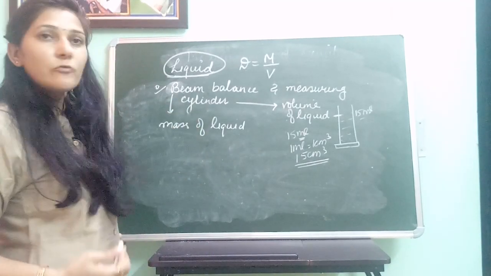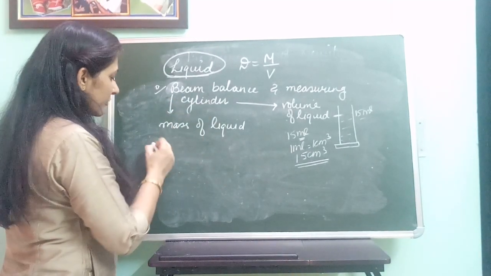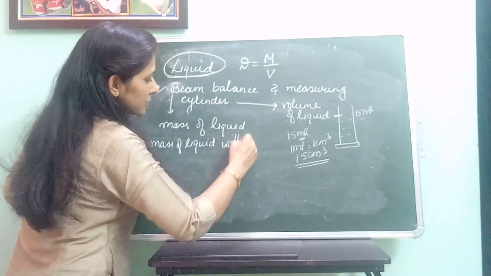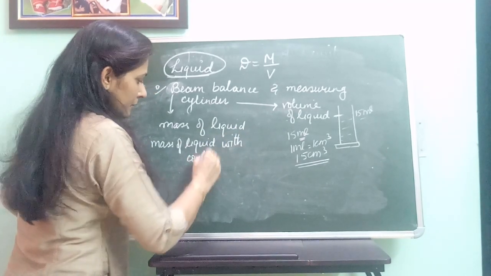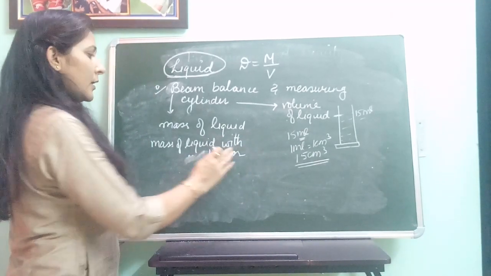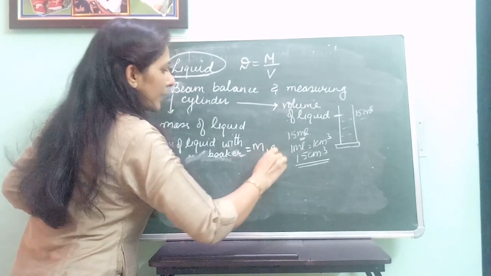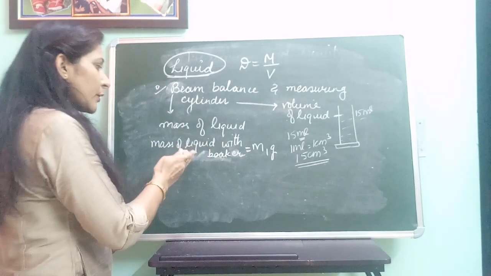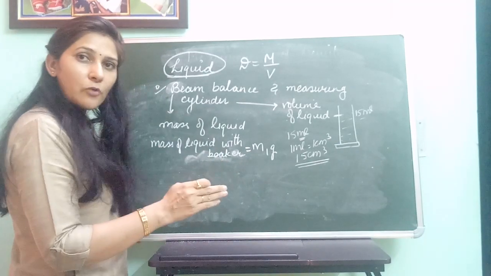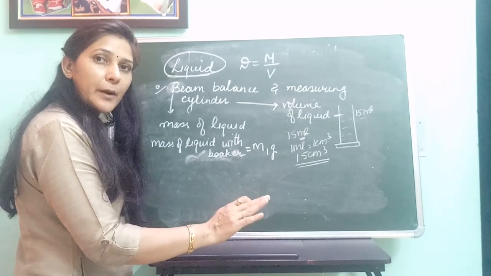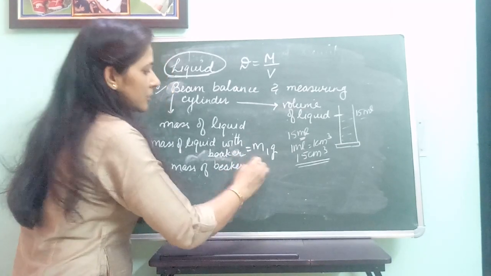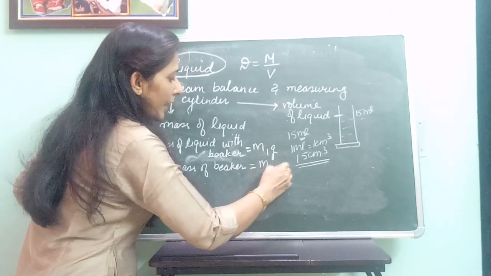So how can we find the mass of liquid using the beam balance? First we measure the mass of the liquid with the container, because we are pouring it in a container, or you can say beaker or vessel, whatever you feel comfortable with. Say it is m1 gram. Then you pour out the liquid from the beaker and measure the mass of that beaker, container or vessel independently. So here you write the mass of the beaker after pouring out the liquid, which gives you m2 gram.